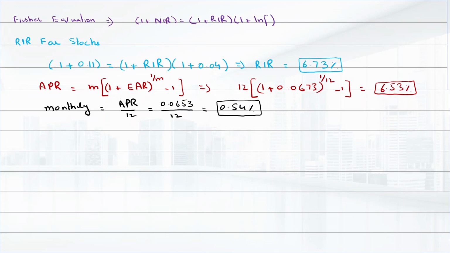We will perform the same procedure on the bond. Firstly we'll find the real interest rate for the bond, then the APR for the bond, and lastly the monthly interest rate for the bond. For bonds, 1 plus nominal interest rate is 1.07. That is equal to 1 plus the real interest rate that we have to find, times 1 plus inflation of 4%. So the real interest rate for the bond is equal to 2.88%.